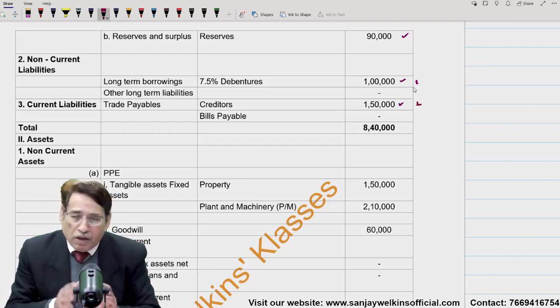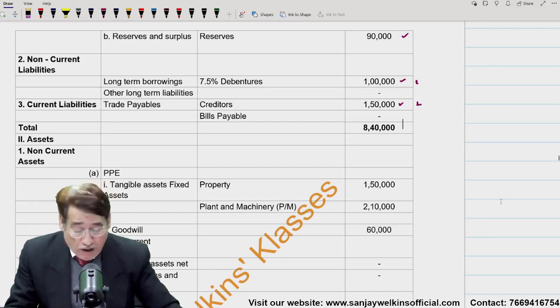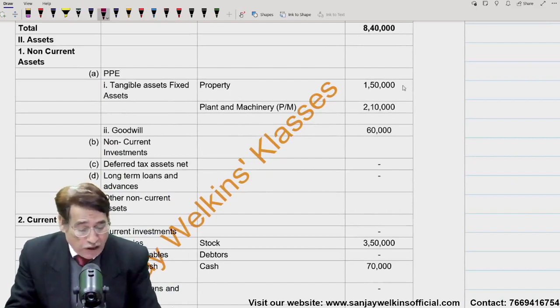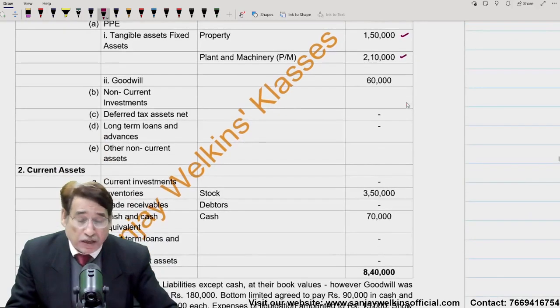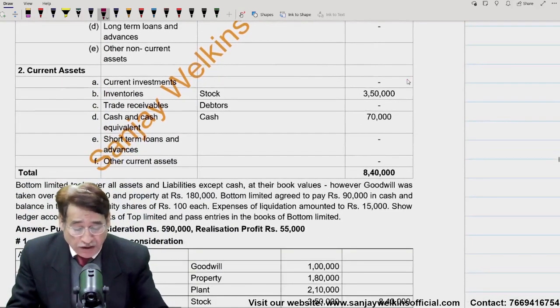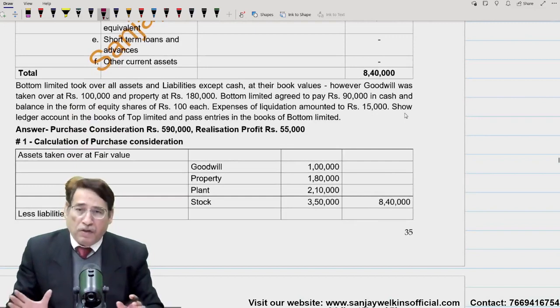While doing the accounting, especially in the books of the acquiring company, you have to be very careful how many liabilities there are. Now coming over to the asset side, tangible fixed asset, property, plant and equipment is given to you. Then plant and machinery is also given. Besides that, you have goodwill even in this question. And then we have stock and cash. So these are the assets given in the question. Is it clear to you?